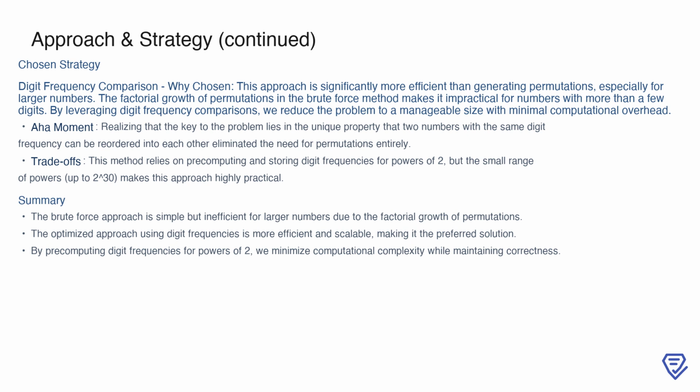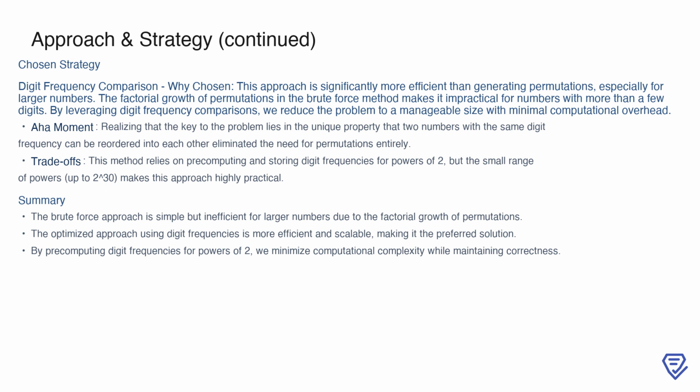efficiency improvements over the brute force method. While generating permutations involves factorial growth and quickly becomes computationally expensive, the digit frequency method eliminates this inefficiency by focusing on the unique property of digit frequencies. The aha moment here is recognizing that matching digit frequencies is sufficient to determine if two numbers can be reordered into each other. This eliminates the need to explicitly generate and test permutations, reducing the problem to a manageable computation.